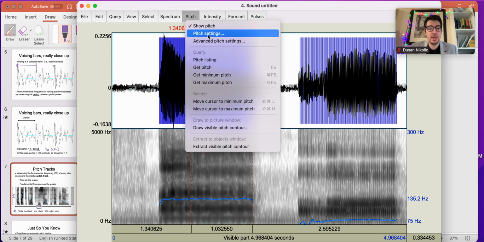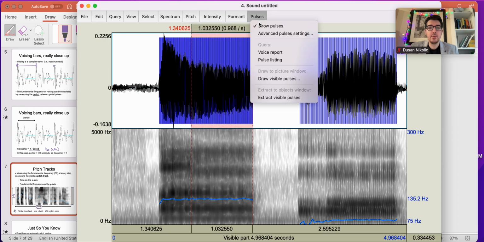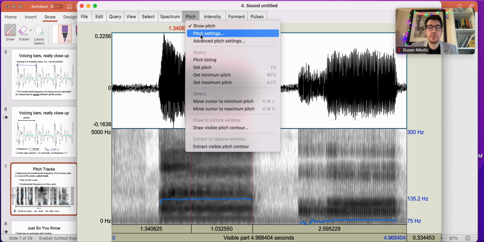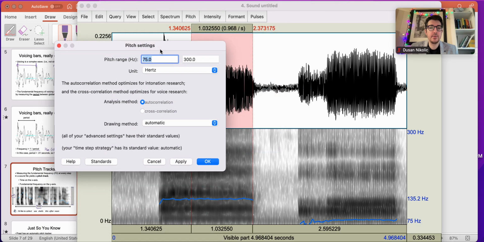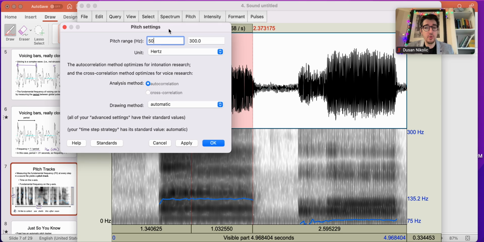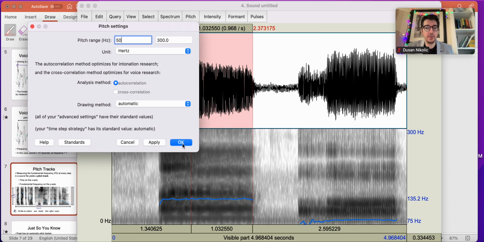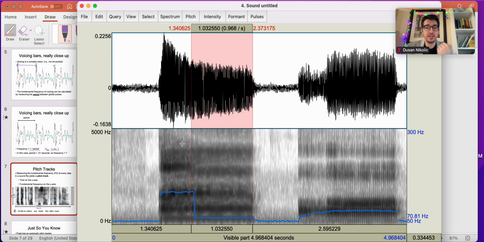Now, I have here some settings of the pitch, right? Pitch settings. I'll remove the pulses and I'll show you this right away. Pitch settings are set to 75 hertz. This is the minimum range of my vocal folds opening and closing, and 300 hertz. I'm okay with 300 hertz. I think I'm not going above that range, but the lower range is a little bit low for you to see everything very well. So what I'm going to do is reduce it to 50 hertz.